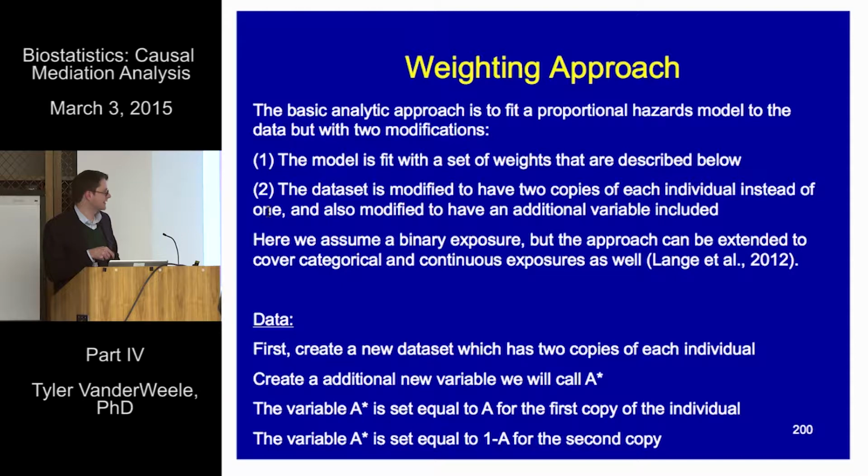So we're going to create a new data set where we create two copies of each individual. And we're going to create an additional variable, call it A star. And we're going to set A star to A, the actual exposure, for the first copy of the individual. So for the first copy of each person, our new variable A star is just the same as their actual exposure level. And for the second copy, we set A star equal to the opposite, 1 minus A, the opposite exposure, sort of corresponding to what would happen had they had the exposure that they didn't receive.